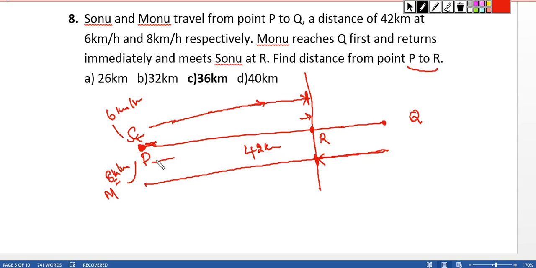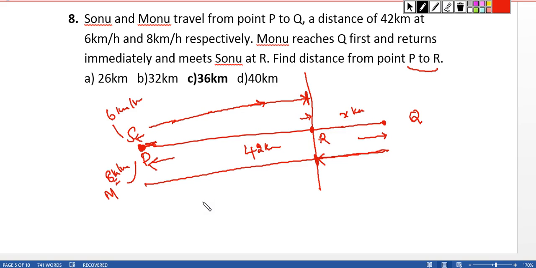So we know that the entire distance is 42 kilometer, and I'm going to assume the distance between R and Q as x kilometer. So if you see, it's actually a very simple problem. If you just use a simple logic that the time taken by Sonu and Monu to travel whatever distance they have traveled is the same. The time taken by Sonu is the same as the time taken by Monu.